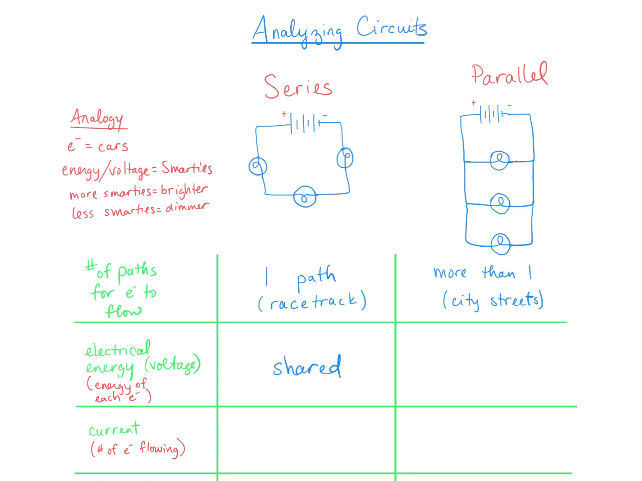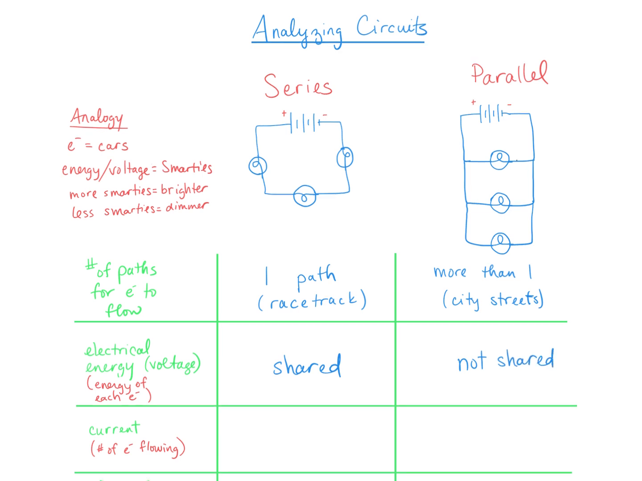So even though there are 3 loads here, the electrons that come across this load only hit this load. That's the only load in their path. So the Smarties are not being shared. If one car comes this way, it's going to dump all of its Smarties. It doesn't have to share with these. The cars that come this way dump all their Smarties here. The cars that come this way dump all their Smarties here. And so in this way, the electrical energy is not shared.